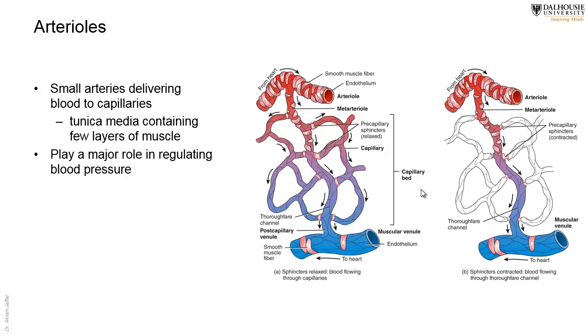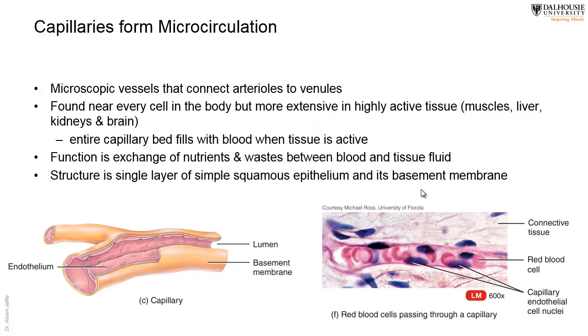So whenever you need more blood in the tissue, they will control the flow of blood in the capillary circulation because they are located just proximal, just before the capillary bed. And they play an important role in regulating the blood pressure as well.